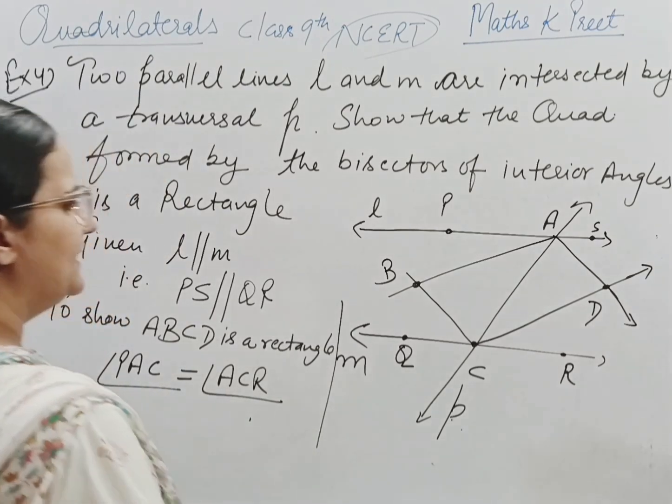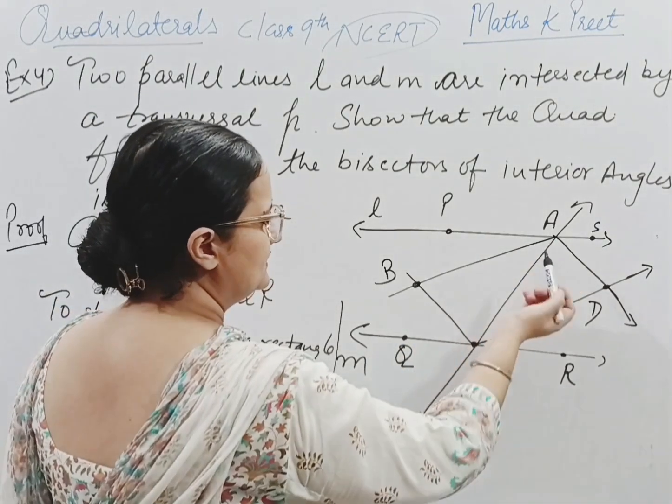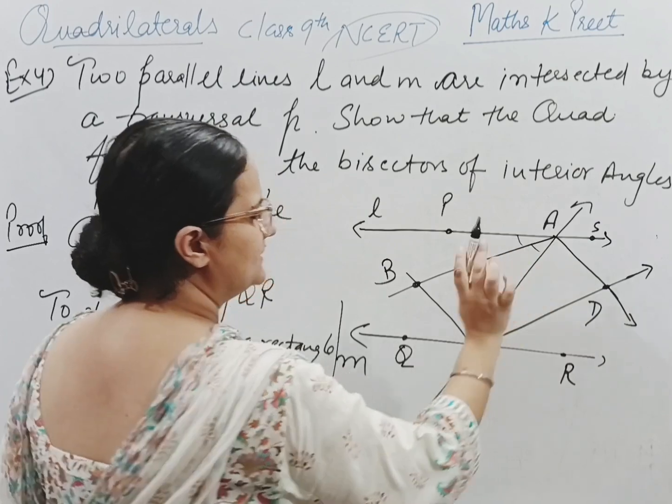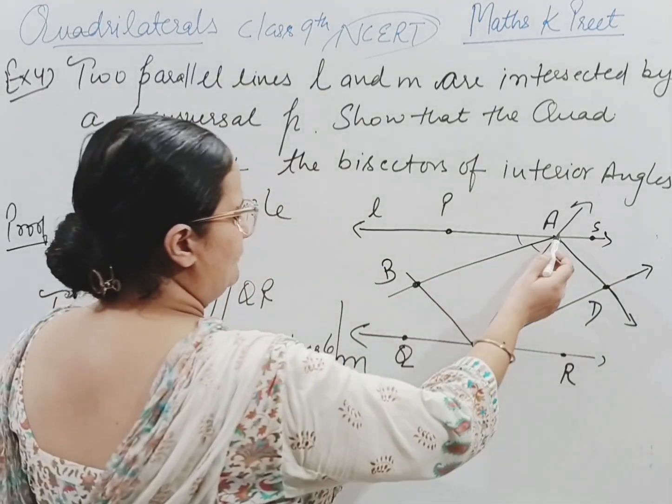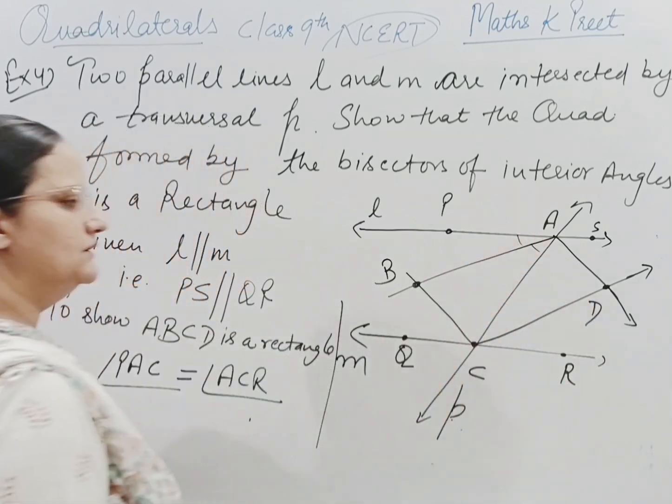So we have to show that ABCD. These are angle bisectors. This means that this angle is equal to this angle. This is the meaning of angle bisector. So we have to show that ABCD is forming a rectangle.